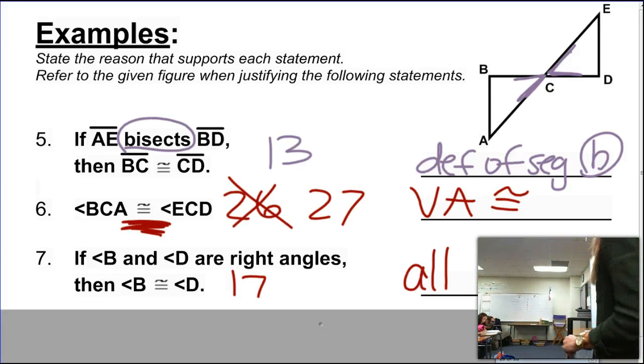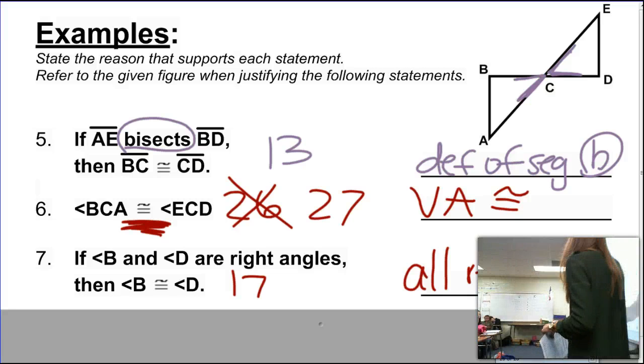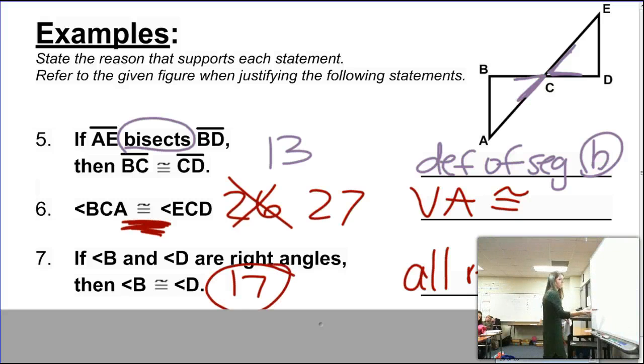All right angles congruent. Yep. All right angles are congruent. It's a property that says, hey, all right angles are 90, and 90 equals 90, therefore all right angles are congruent. And that's the property, okay? All right angles are congruent. It's number 17.